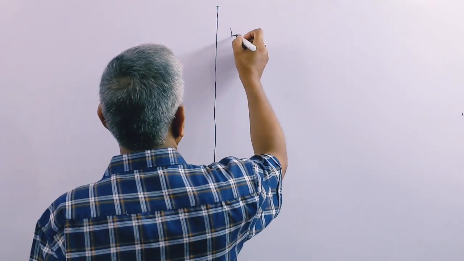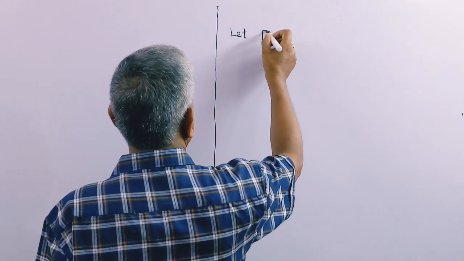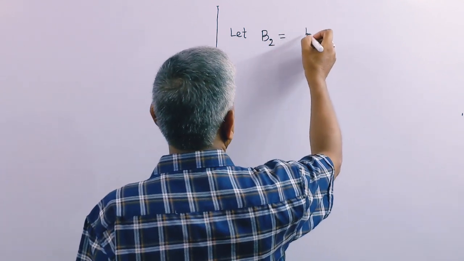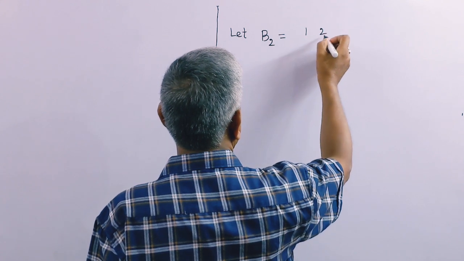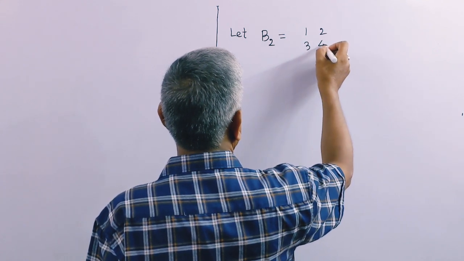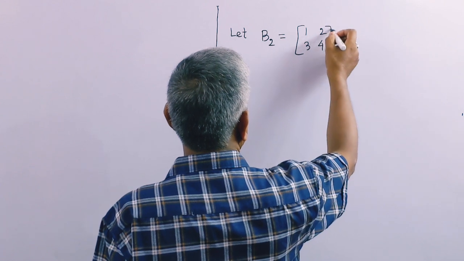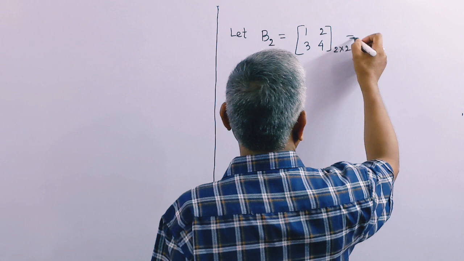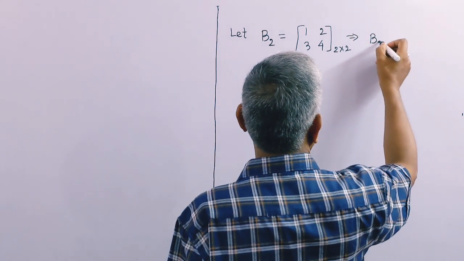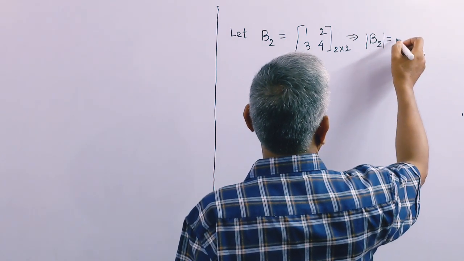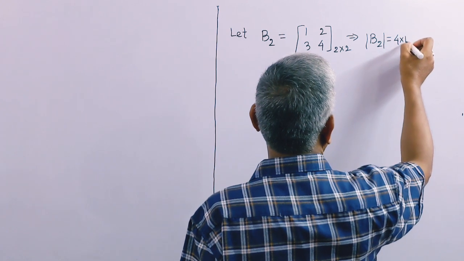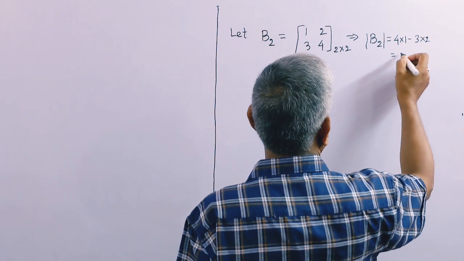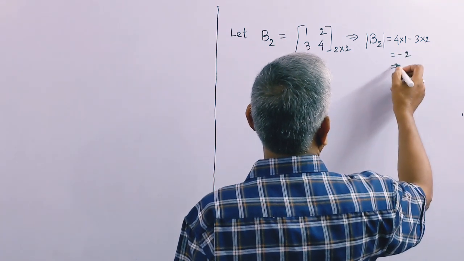Let B2 be a 2 by 2 matrix in which the elements in the first row are 1, 2, and in the second row 3, 4. This implies that the determinant of B2 equals 4 multiplied by 1 minus 3 multiplied by 2. This is minus 2, which is not equal to 0.